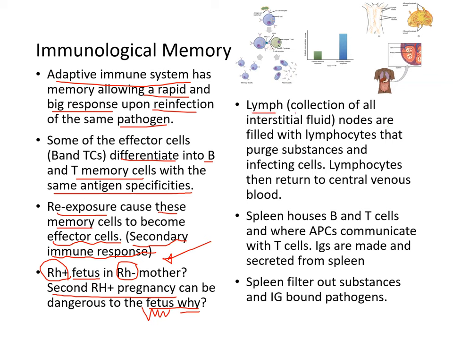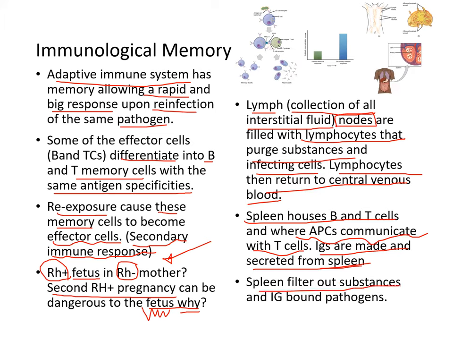Lymph, we say lymphocytes, lymph nodes, lymph. Lymph is collection of all interstitial fluid. Interstitial fluid is the fluid between each and every cell. We have lymph nodes that are filled with lymphocytes that purge substances from infecting cells. And the lymphocytes then return to the central venous blood. And the spleen houses the B and T cells, where APCs, the antigen-presenting cells, can communicate with the T cells. Antibodies are made and secreted from the spleen. Spleen also filters out substance and antibody-bound pathogens.